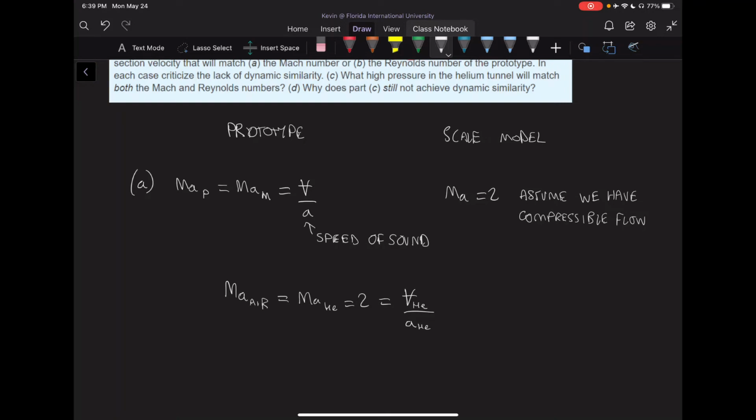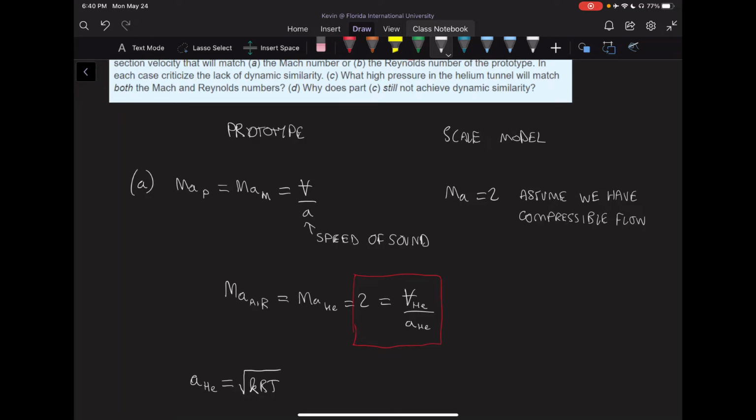So we have that 2 is equal to the velocity of helium over a of helium. If we can find the speed of sound for helium, we can therefore find our velocity of helium. So for the speed of sound of helium, we're going to say that the speed of sound of helium is equal to the square root of kRT.